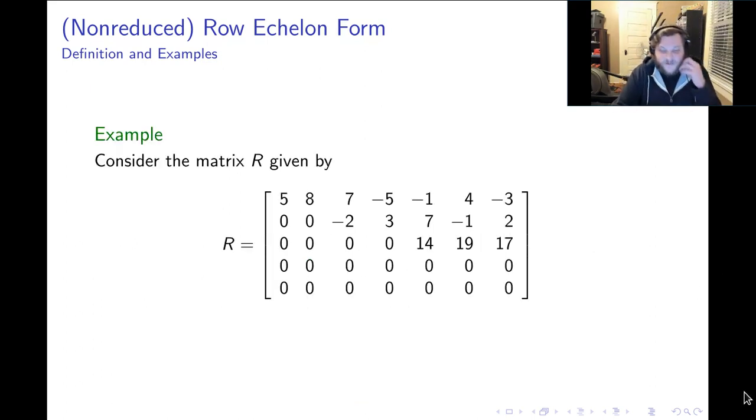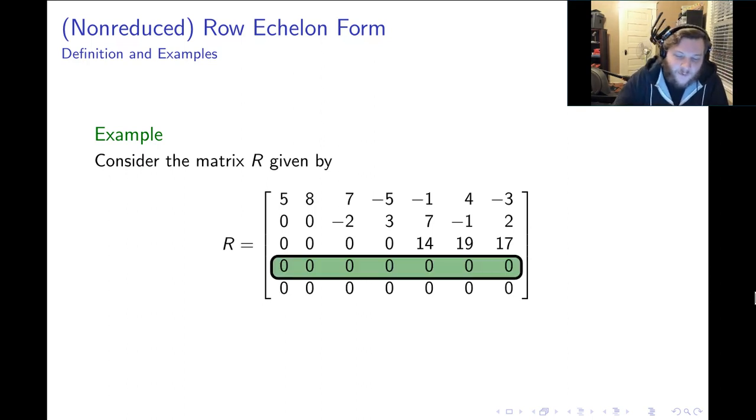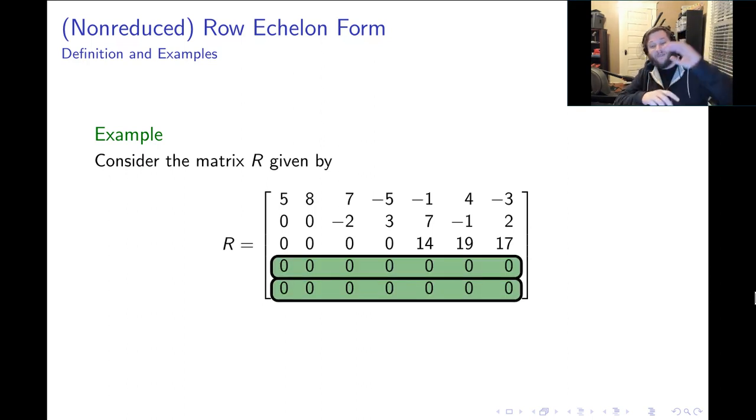So let's do some examples here. Here we have a matrix, and it's got lots of rows and lots of columns. Is it in row echelon form? Well, we start with 2 rows of zeros at the bottom. So there are rows of zeros, but they're at the bottom, so that's totally fine.